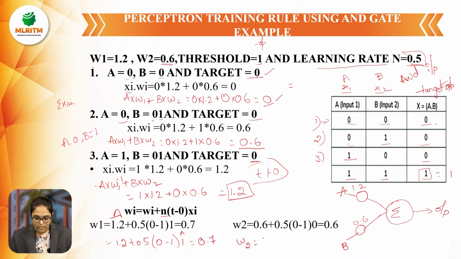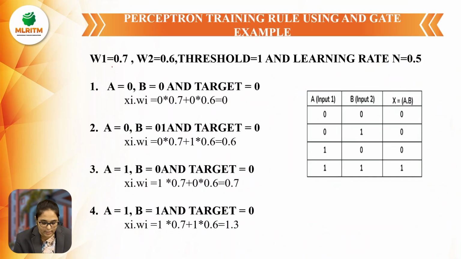Weight 2 is 0.6 plus learning rate into (targeted output minus actual output) into the second input value, that is the b value, which is 0, so it is equal to 0.6. These are the updated weights of W1 and W2. Now we will apply these updated weights to the entire AND gate process again, and repeat the process until it classifies perfectly. So these are the updated weights: W1 is equal to 0.7 and W2 is equal to 0.6.